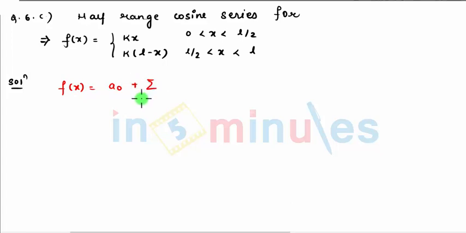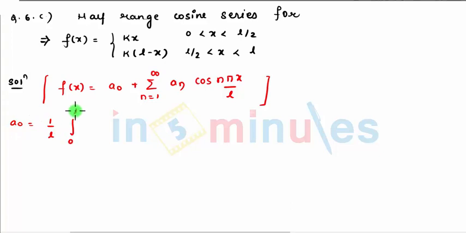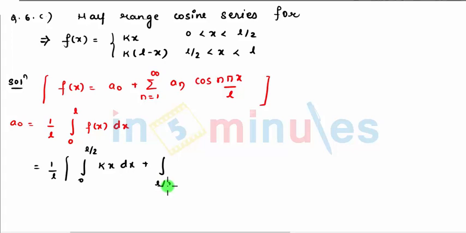a0 plus summation n equal to 1 to infinity an cos n pi x divided by l. So we start with a0, that is 1 by l, integral from 0 to l of f of x dx. So I can say 1 upon l, the integration will be from 0 to l by 2, because my function is getting split here. From 0 to l by 2, f of x is kx dx. The next is from l by 2 to l, kl minus kx into dx.